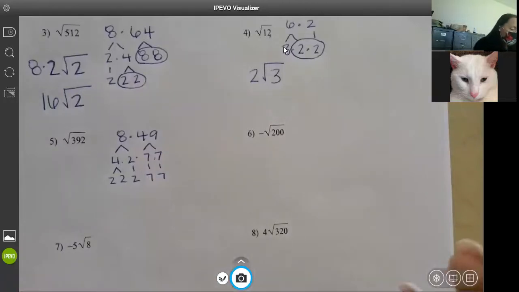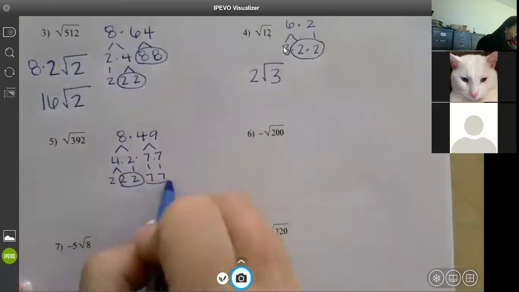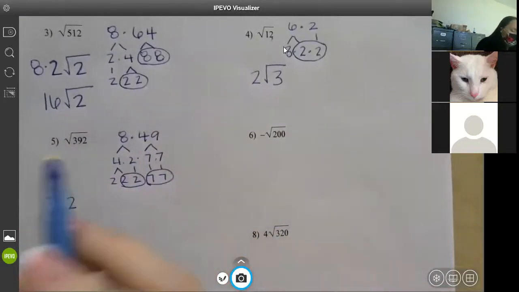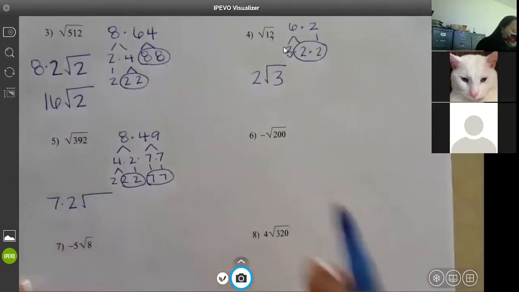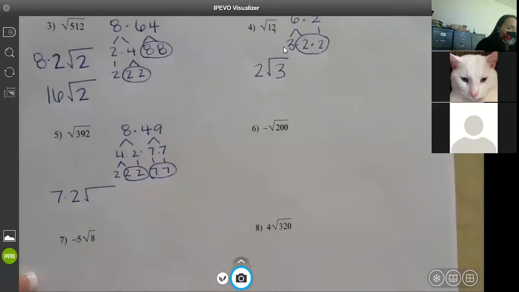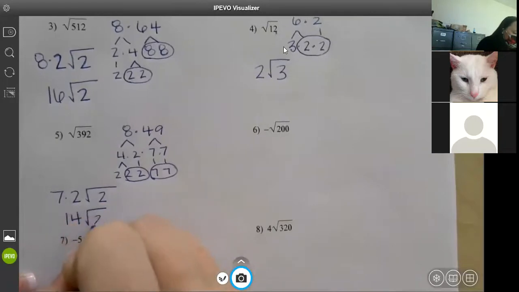What do I have pairs of? And? So both of those are going to come outside. Doesn't matter what order you put them in. What did I leave? Or what did I not circle? Nope, look at it. 2. A 2. What's 7 times 2? 14. Leave that square root of 2. That's your answer.